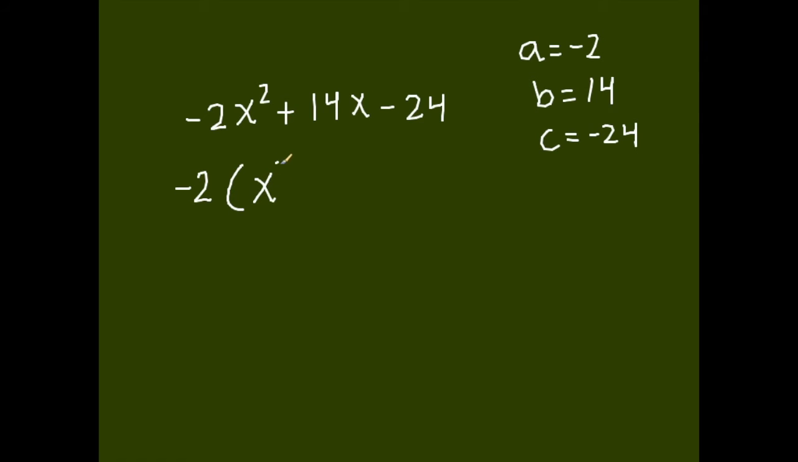And we have x squared minus 7x plus 12. Okay, and now this expression is easy to factorize because there is 1 in front of the x squared. All right, so we're going to look for 2 numbers that have a sum of b, which is negative 7, and a product of c, which is 12.